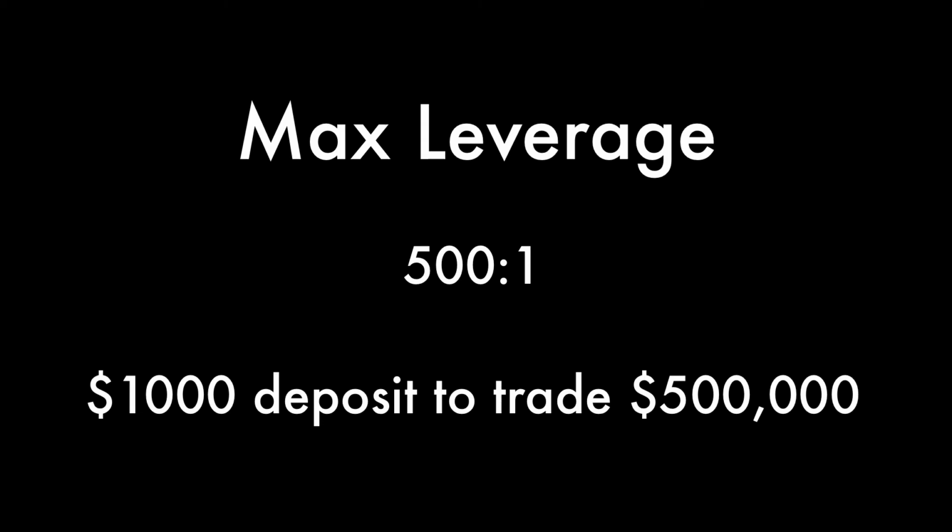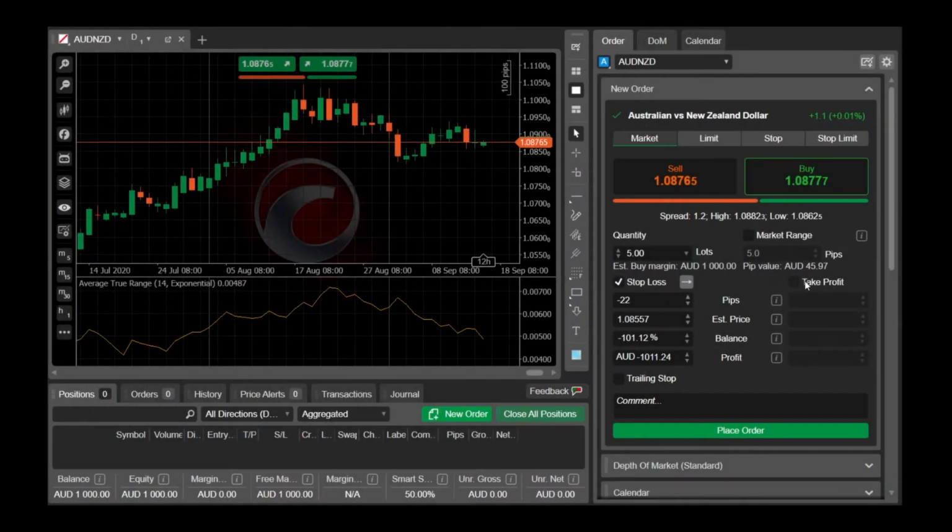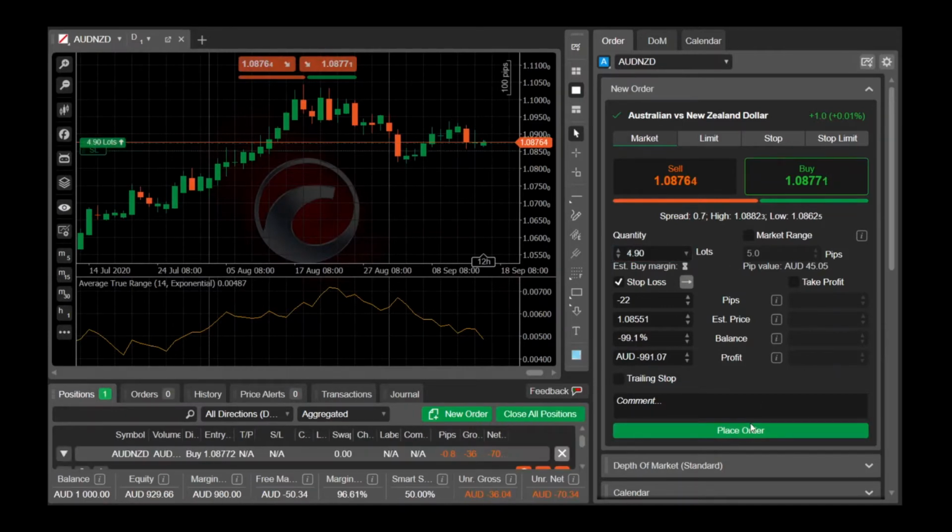Let's see what happens if we decide to take full advantage of this crazy amount of leverage in a live example. Here's a demo account with $1,000, and I'm going to buy 5 lots on the Aussie Kiwi, which is equivalent to $500,000. It won't let me execute because I need to allow some money for commissions, so let's buy 4.9 lots instead. The first thing to notice after executing this trade is your equity has dropped to around $900 just from spreads and commissions alone. So even if you close this position instantly, you're already down 10%.